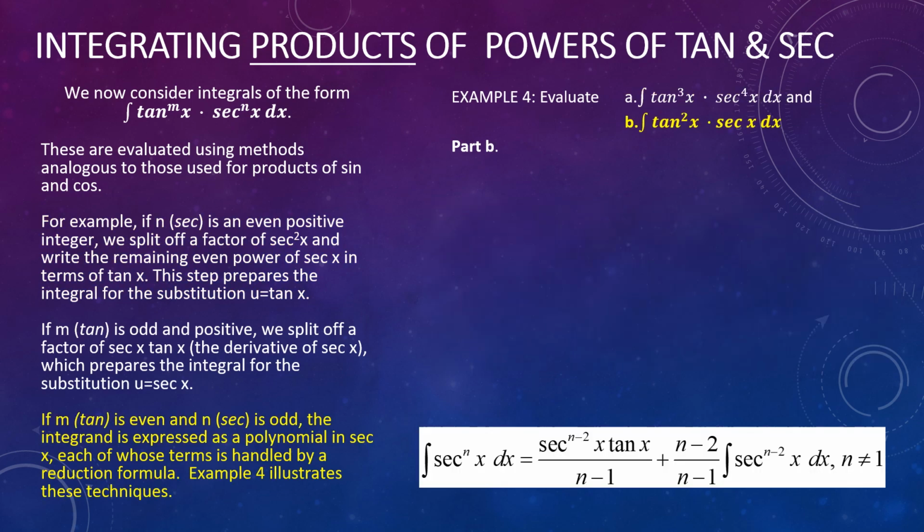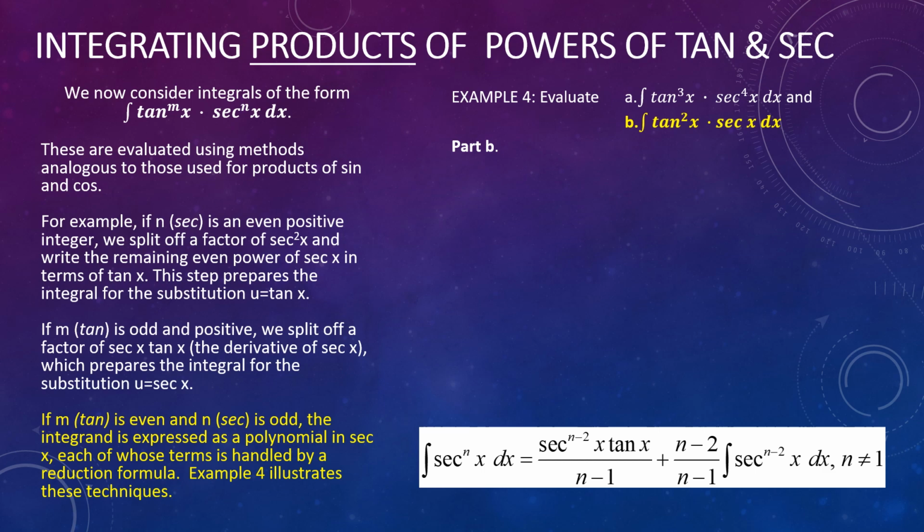On the last problem that we just did, we could have also used a different strategy because the power on tangent was odd, and so we could have split off a factor of secant x tangent x and then used the substitution u equals secant x. So you could have done this one that way as well.